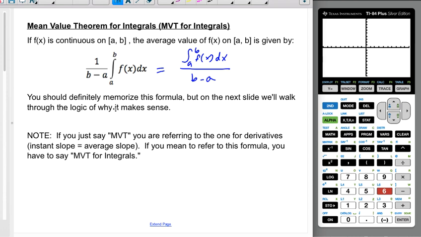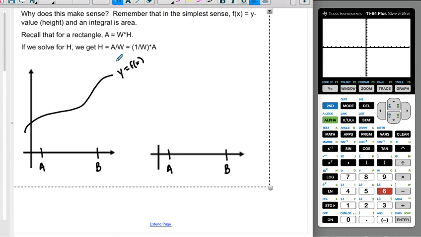Please note that if you just say MVT, you're referring to the one with derivatives, like instant slope equals average slope. If you mean this one, you need to say the MVT for integrals. That's sort of like saying if you live in the United States and you say the Civil War, you probably mean the American Civil War. It's just implied that that's the one you mean. So similarly, if you say the MVT, you're talking about the one for derivatives. You have to be more specific if you mean the other one for integrals. So let's talk about why this makes sense.